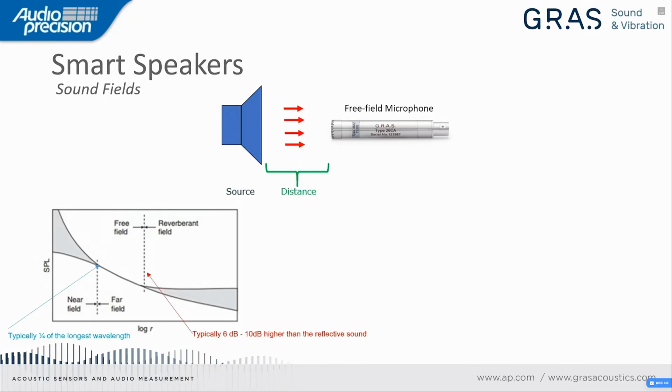And when you go from the free field to the reverberant field, it's typically 6 to 10 dB higher than the reflecting sound. So we will start using a free field microphone in this environment, because in a free field environment, a free field microphone will have a very, very flat frequency response.